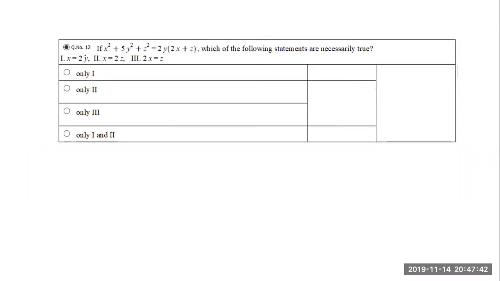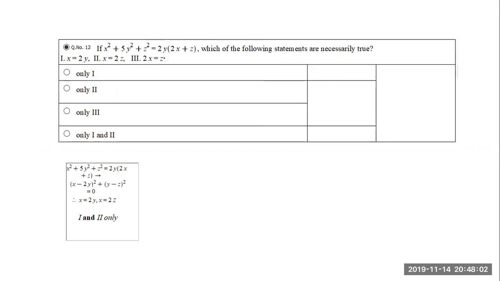What is the next question? x squared plus 5y squared plus z squared is equal to 2y into 2x plus z. Which of the following statements are necessarily true? We will see how we are going to do this. So x squared plus 5y squared plus z squared is equal to 2y into 2x plus z.